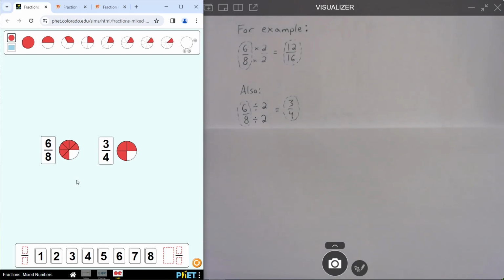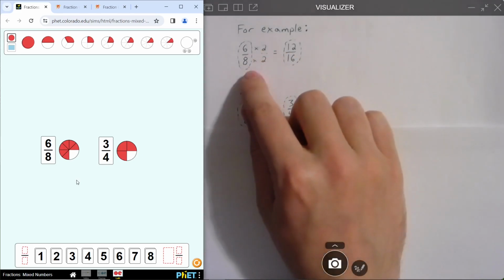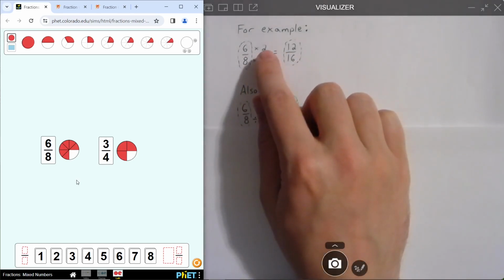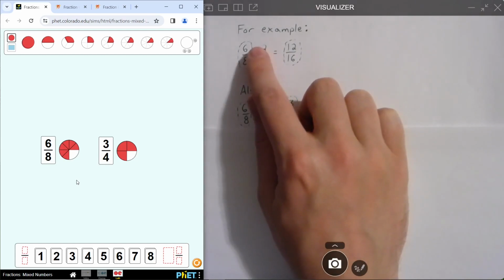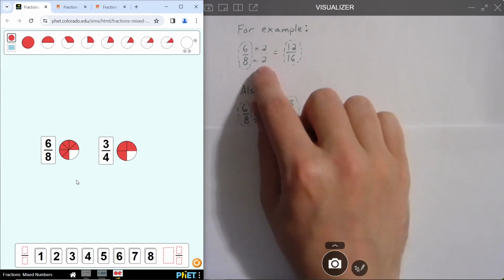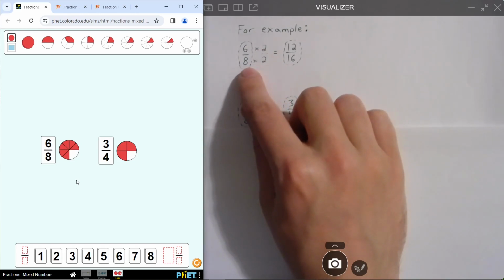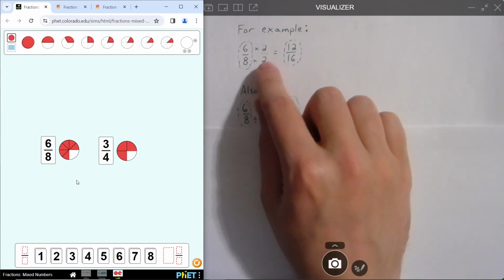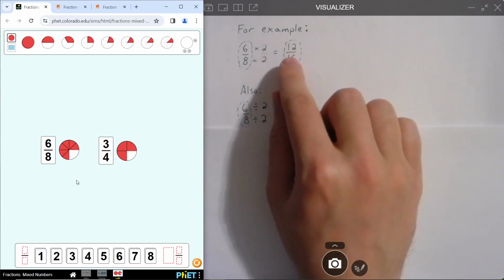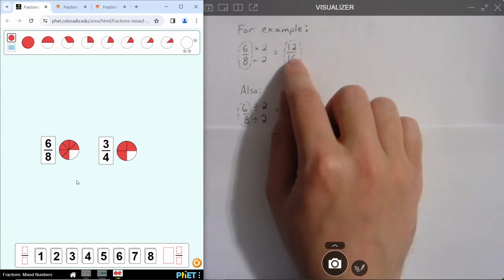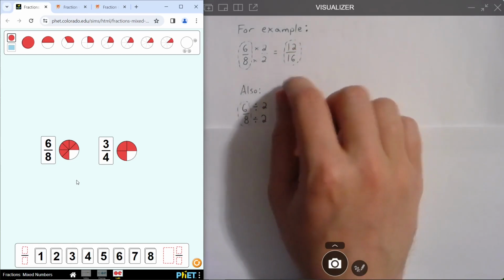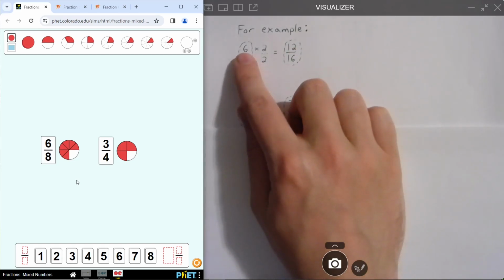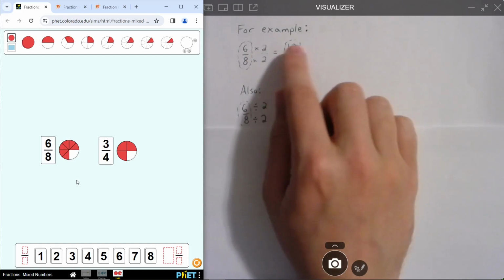And I'll talk about the other picture in just a few seconds. So for 6/8, you can multiply the top part of your fraction, known as the numerator, by a number. And if you multiply the bottom part of your fraction, the denominator, by the same number, then you'll get a new fraction that is equal overall in terms of its amount, or what it represents, to your old fraction. So 6 times 2 is 12, and 8 times 2 is 16.